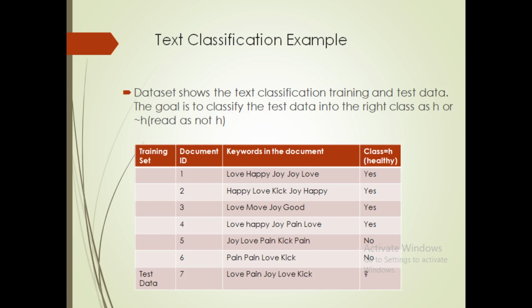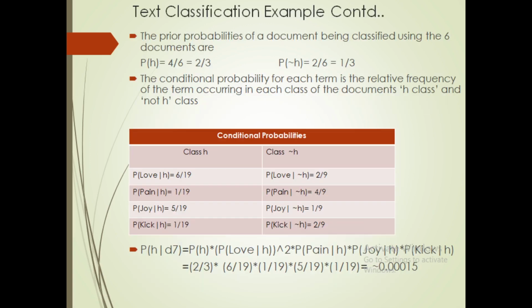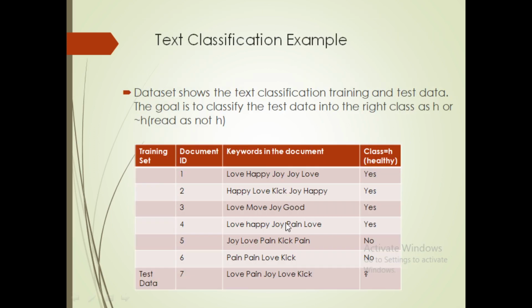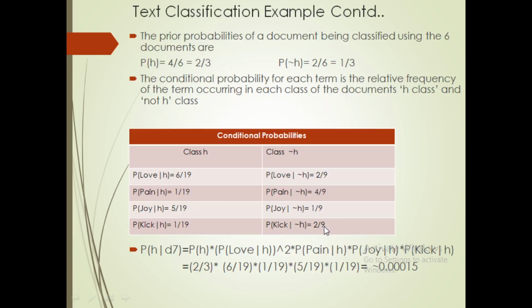since the first 4 documents belong to the H class, we see how many terms are there. If we count the total number of terms in the first 4 documents, it comes to 19. That's the denominator term. And the numerator term, 6 over here, is how many times love has been repeated. Love has been repeated 6 times: 1, 2, 3, 4, 5 and 6. So that's your 6 divided by 19.